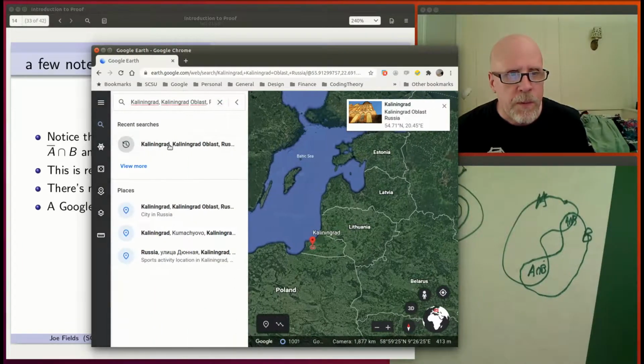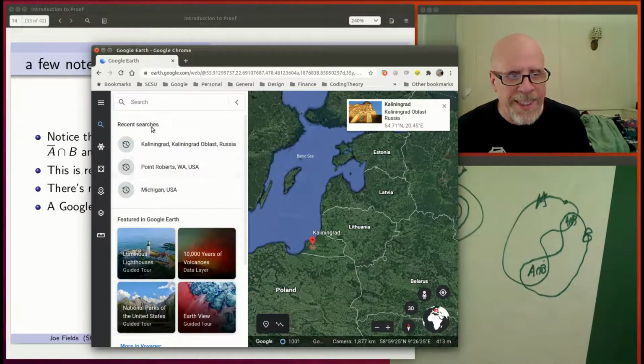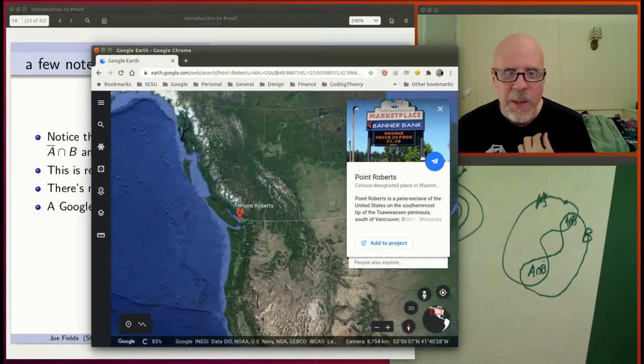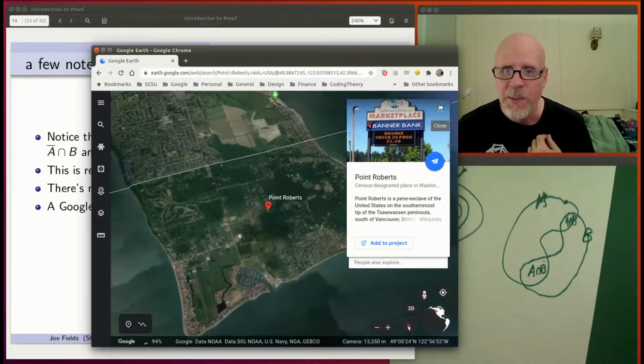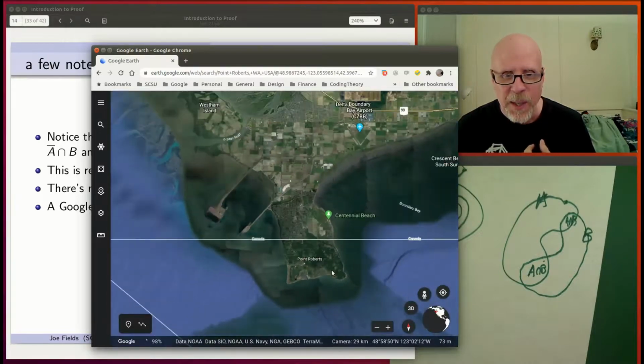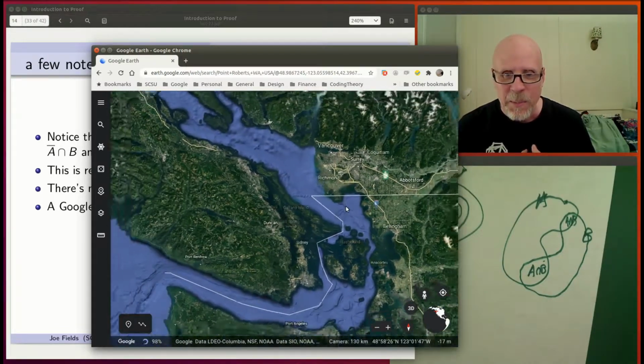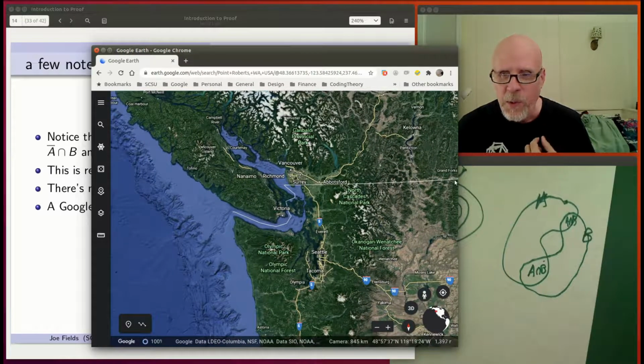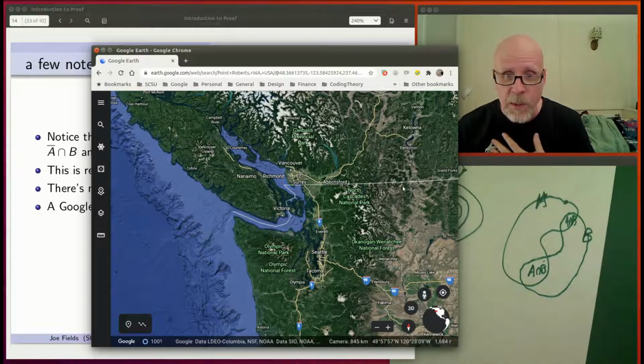Another place that's fun to look at is, I wish it still appeared on my recent searches. There it is, Point Roberts, Washington State. Let's back out a little way so we can see it from a better perspective. This is the northwest corner of the continental United States. Most of the boundary of the continental United States is this 49th parallel. Anyway, that's the boundary. It's Canada to the north and U.S. to the south. There's this island right here.